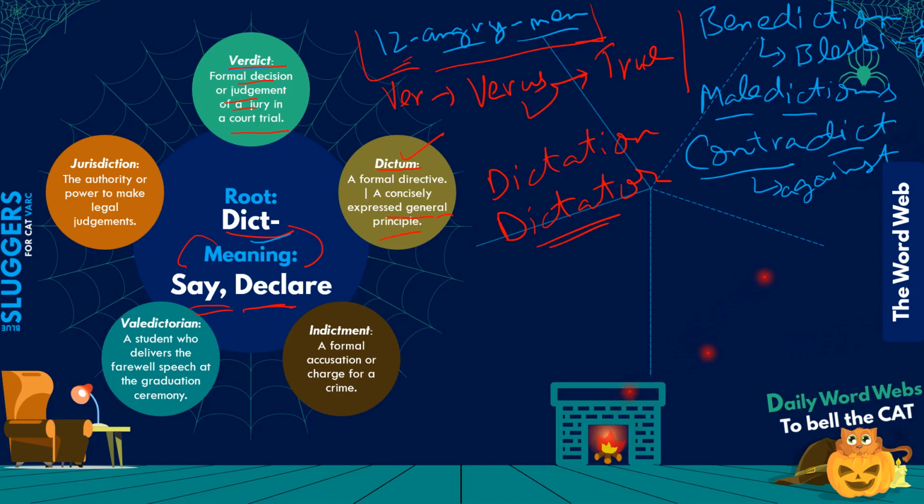Then let's come to the next term, which is indictment. What is an indictment? Indictment is basically a formal accusation or charge for a crime, right? To indict someone is to formally accuse them of a certain crime. Okay, so that's indictment. You can see how many of these words that relate to the root dict are set in the context of a trial.